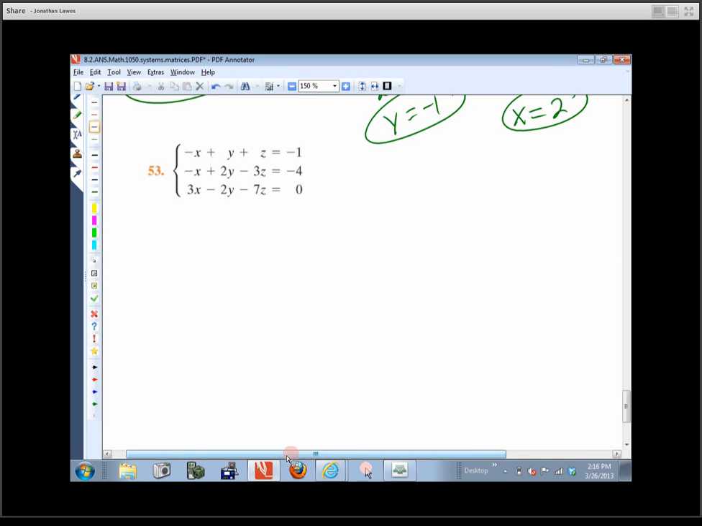Times them by the negative 1. You could switch row 1 and 2 if you wanted, but that still gives us a negative 1 there. Yeah, let's just times that row by a negative. So let's do row 1 times negative 1. And let's start off with 1, negative 1, negative 1, 1. The next one would be negative 1, 2, negative 3, negative 4, 3, negative 2, negative 7, and 0.